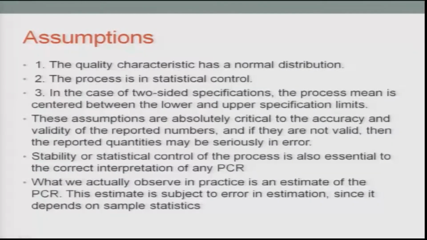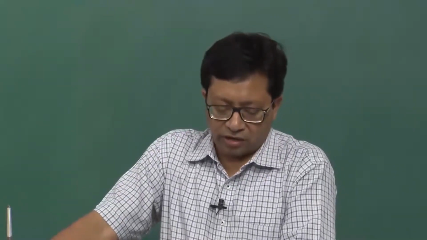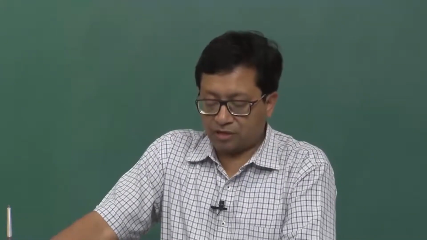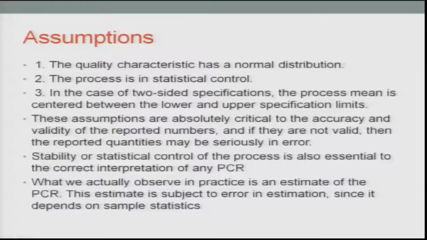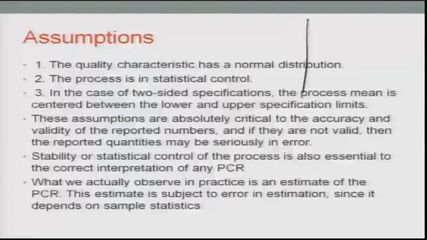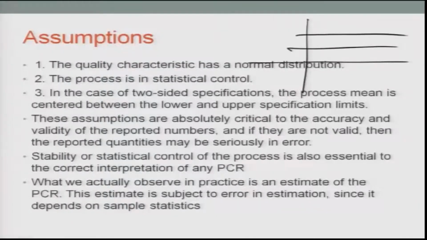The process is in statistical control. So depending on the points which are above the upper control or below the lower control, we will take actions accordingly. In the case of two sided specification, the process mean is centered between the lower and upper specifications as mentioned. So that means there is a central line, with equal proportions above and equal proportions below. If you are looking at the charts, this dotted one is the central line. So if you have upper control and lower control, the charts would be done accordingly.